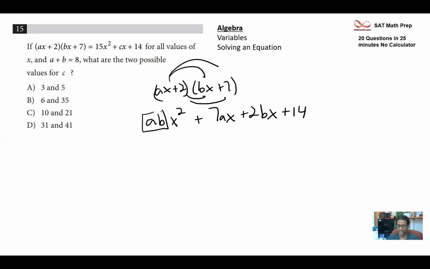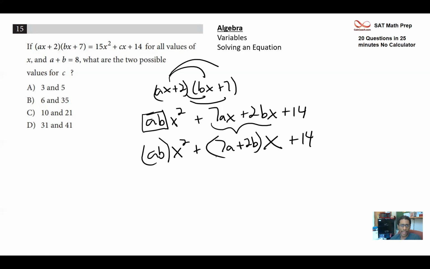The coefficient on x squared is ab. And the coefficient on x, if we put these together, is 7a plus 2b. And we're told that this is going to be equal to 15x squared plus cx plus 14. So we know then that when you have two polynomials set equal to each other, they have to match up. And so the coefficients of each of these have to be the same. The x squared term: ab should be 15. The x term should be equal to c.